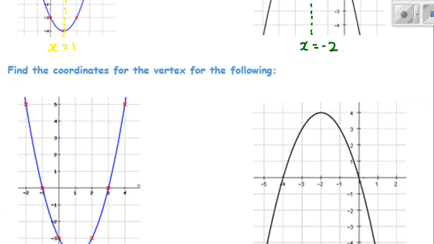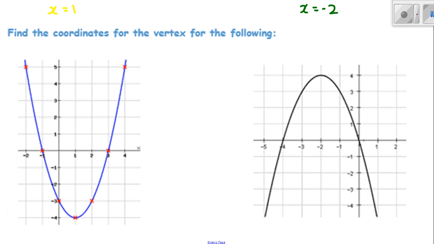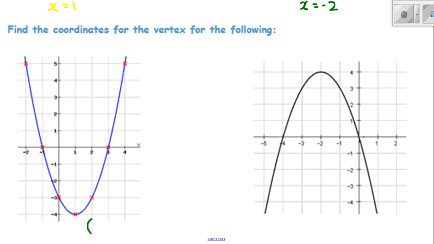Find the coordinate of the vertex for the following. So here's a little vertex. Did you get 1, negative 4? Remember x before y. That's a minimum. Here's a maximum. And did you get negative 2 and 4 for this one? Notice that the x-coordinate of the vertex is the same as the value for the equation of the axis of symmetry.